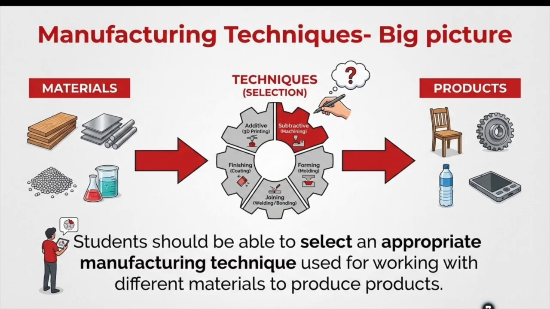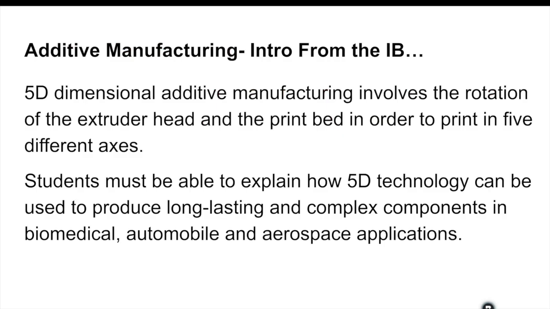So big picture, you should be able to select an appropriate manufacturing technique used for working with different materials to produce products. From the IB, 5D, dimensional additive manufacturing, involves the rotation of the extruder head and the print bed in order to print in 5 different axes.